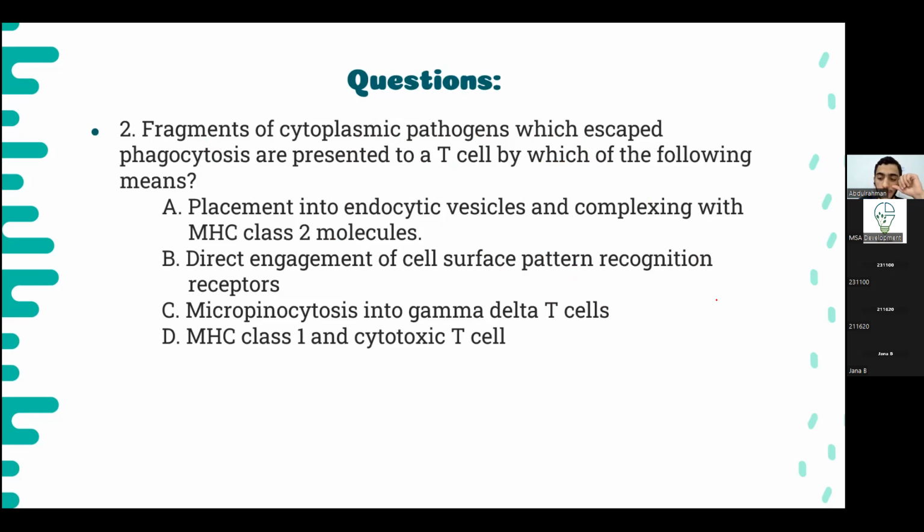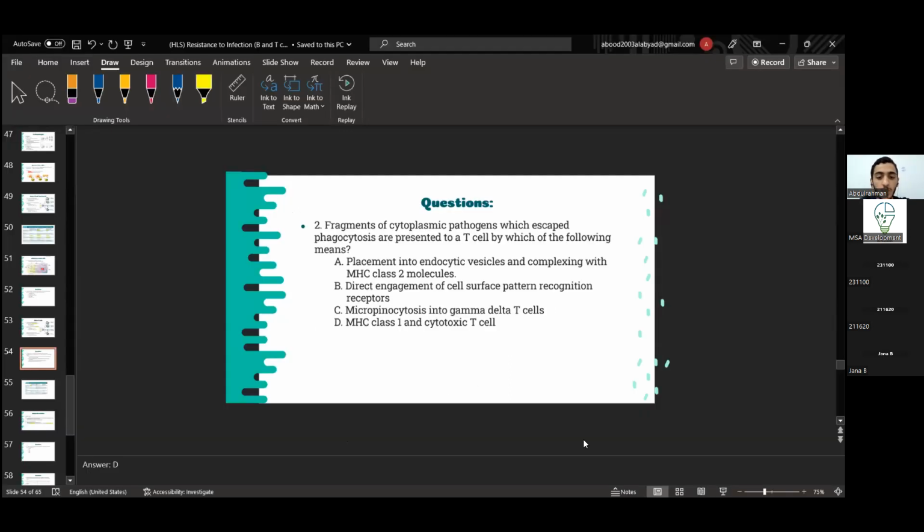Okay, I got an A. I only got one answer so far. Okay, I got two now. Most of you, or like all of you, said A, placement into endocytic vesicles and complexing with an MHC class 2 molecule. Honestly, I'm not really sure of the answer. One second, let me just check. I think it was D. Okay, so yes, the correct answer was D. So why is it D exactly?